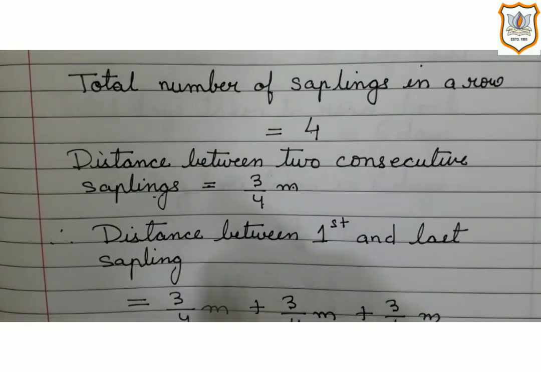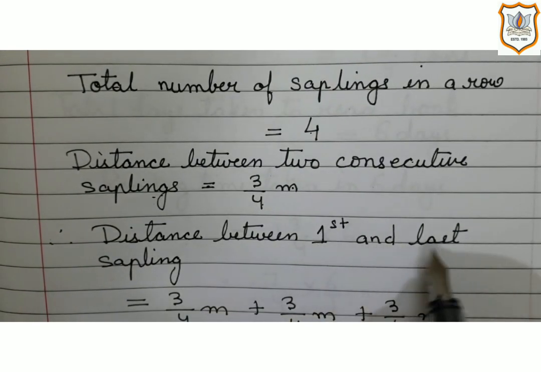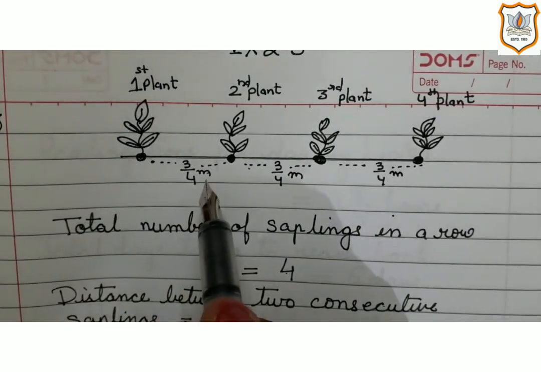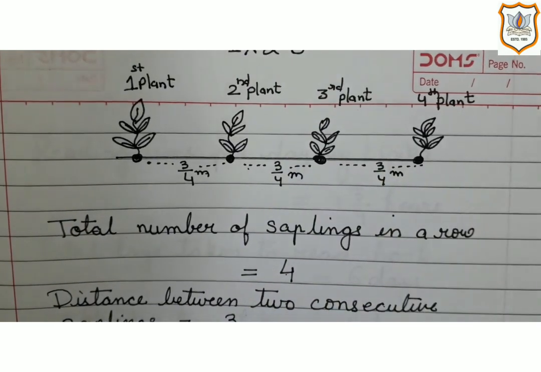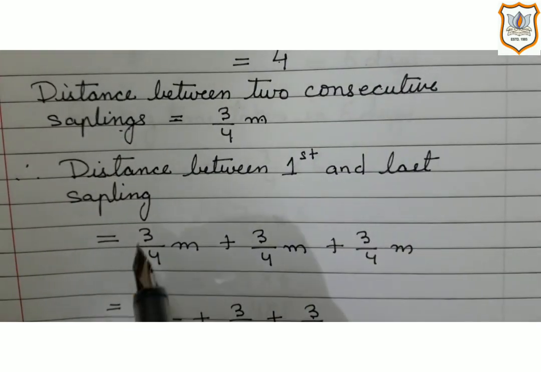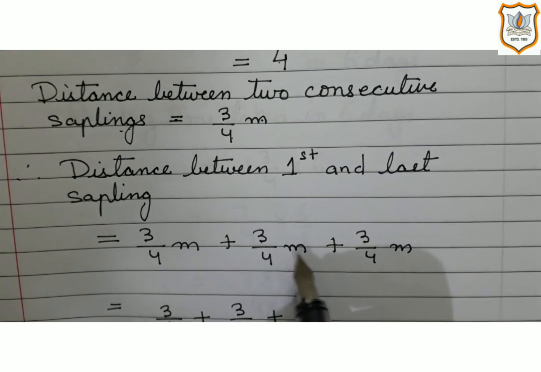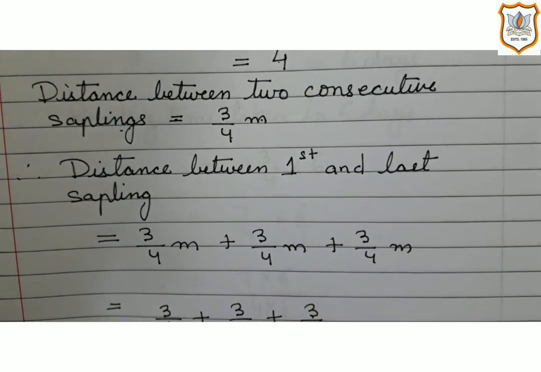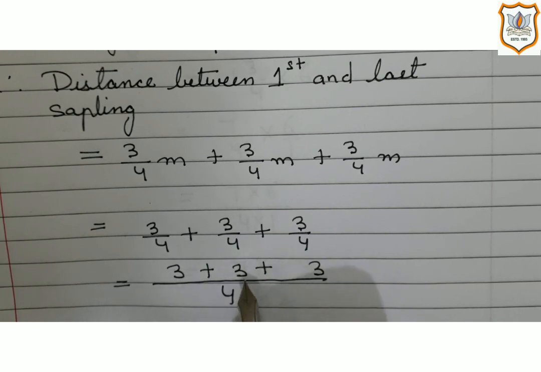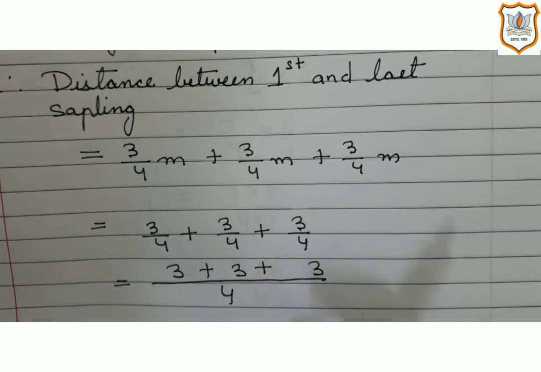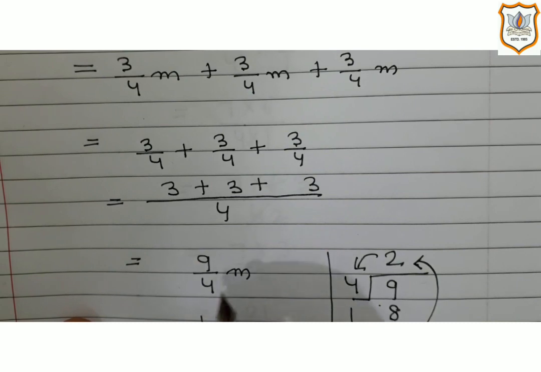Now, distance between the first and last sapling is equal to 3/4 meter plus 3/4 meter plus 3/4 meter. So, we will write 3/4 meter plus 3/4 meter plus 3/4 meter. Now, we will take 4 as a denominator under the fraction line, and above the fraction line 3 plus 3 plus 3. That is equal to 9/4 meter.